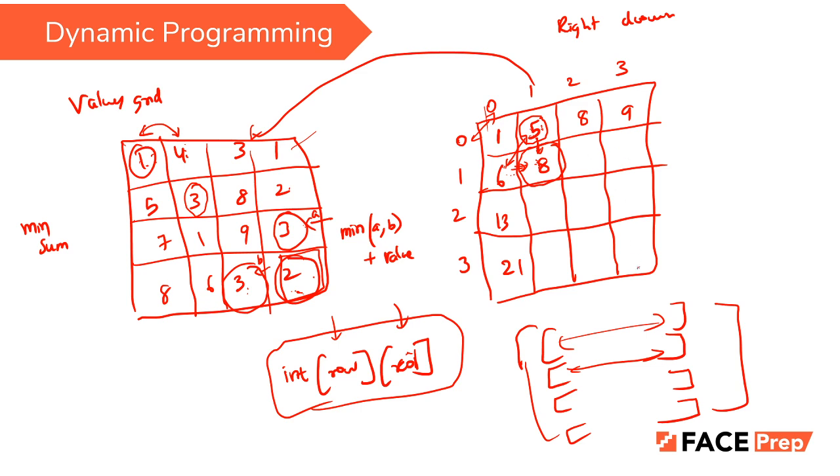Once I know that, I will find the final answer. Whatever final answer we got was 16, so 16 was the final answer. I can populate the grid and get the final answer. So that's broadly it, folks. This is dynamic programming.